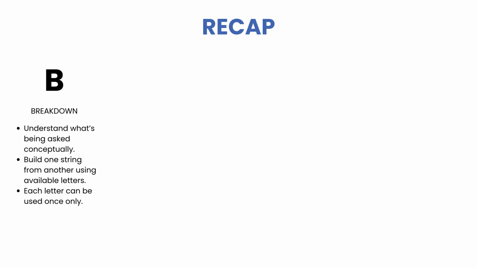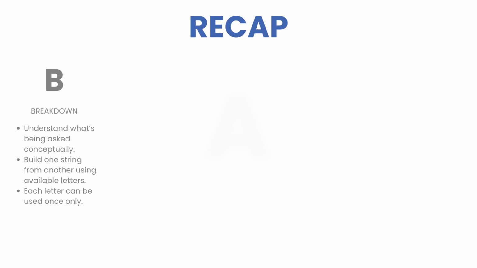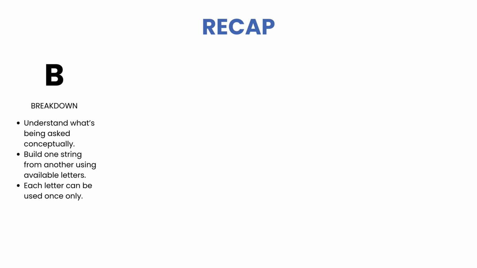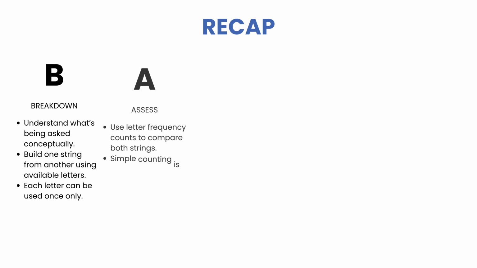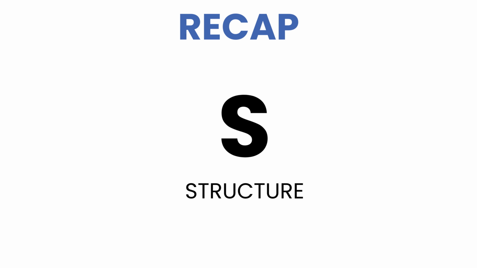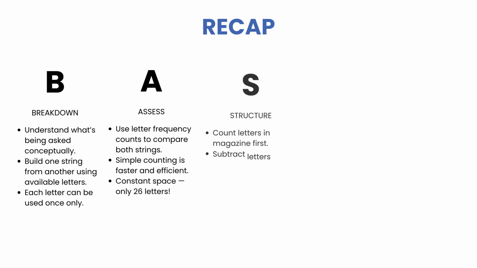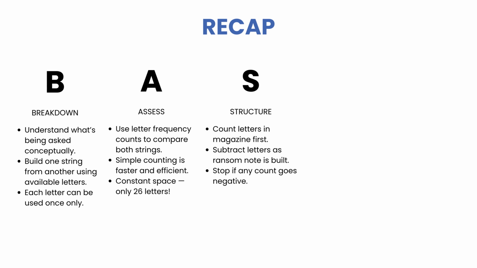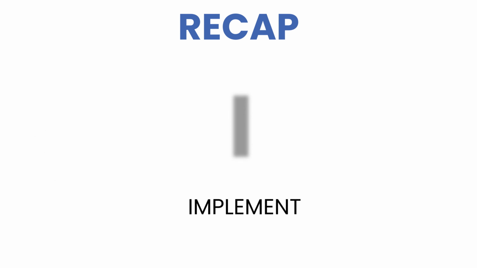It's all about matching letter availability between the two. Assess recap. We compared possible approaches and realized that counting each letter's frequency was the cleanest way. Since we're dealing with lowercase letters, a fixed size array made it both fast and memory friendly. Structure recap. Our plan was simple. Count every letter in the magazine, then spend those counts as we check through the ransom note. If we ever need more letters than available, we stop right there. Otherwise, we're good.